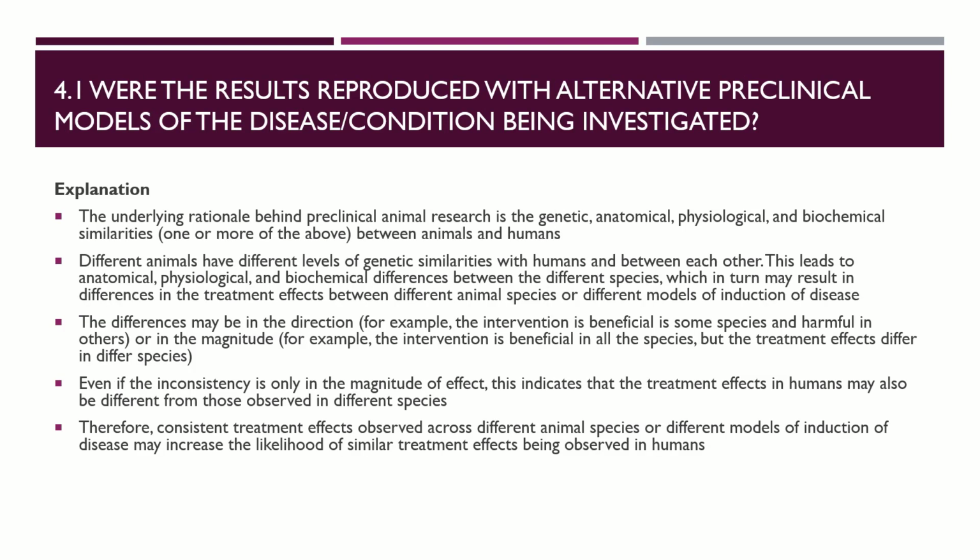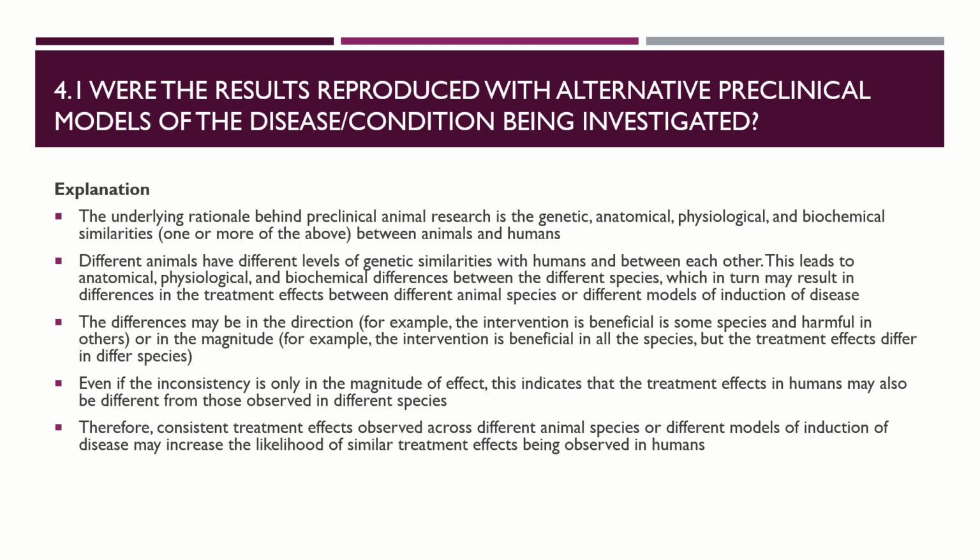Now, the underlying rationale behind preclinical animal research is the genetic, anatomical, physiological, and biochemical similarities, which could be one or more of the above, between animals and humans. Different animals have different levels of genetic similarities with humans and between each other. This leads to anatomical, physiological, and biochemical differences between different species, which of course may result in differences in the treatment effects between different animal species or different models of induction of disease in the same species.